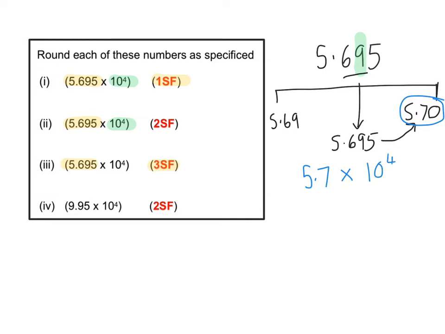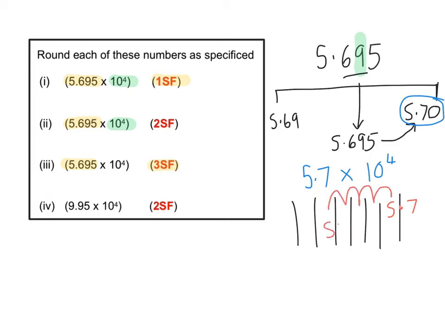Again, get my place value table. And it's 5.7. And you'll see it's very similar to the last one now. Times 10 to the power of 4, so 4 spaces. 1, 2, 3, 4. 5, 7, 0, 0, 0. So this one is again 57,000.